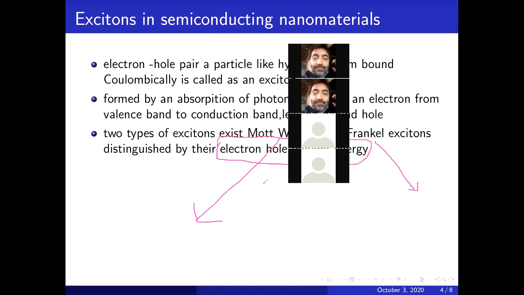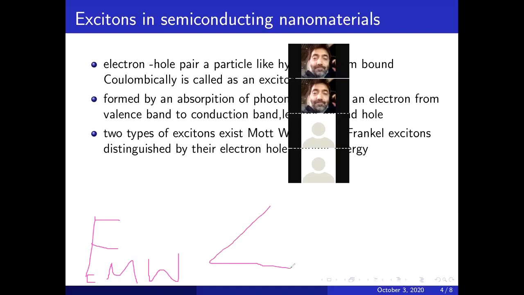One is more bound and one is less bound. More bound means the Coulombic force between the electron and hole is very, very strong. In one case, which is perhaps Mott-Wannier, the force is weak. So in a Mott-Wannier exciton, the Coulombic force between the electron and hole is much less than the Coulombic force in the Frenkel exciton. So the Frenkel exciton is strongly bound.